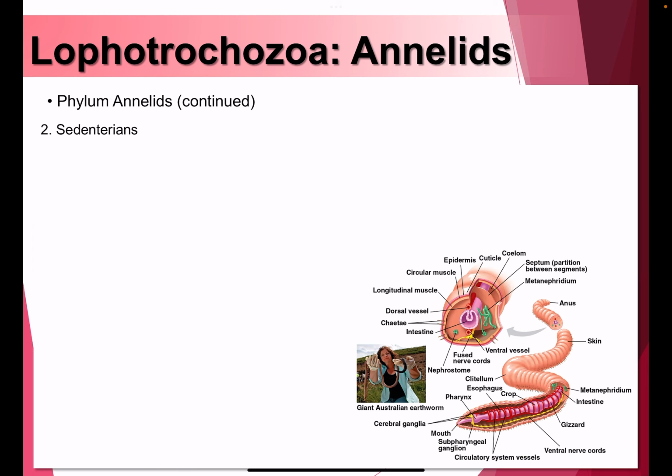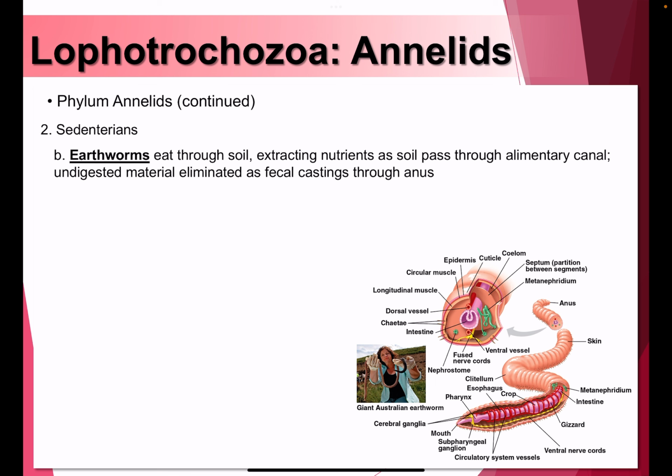All right. And then your other group of annelids or type of sedentarians are your earthworms, which we introduced in the quick gloss over of the Lophotrochozoa. Earthworms do eat through soil, and along with that, they will extract nutrients as the soil passes through their entire alimentary canal, which is this pink tube you're seeing within the earthworm. Any undigested material will just be eliminated as fecal castings through the anus.